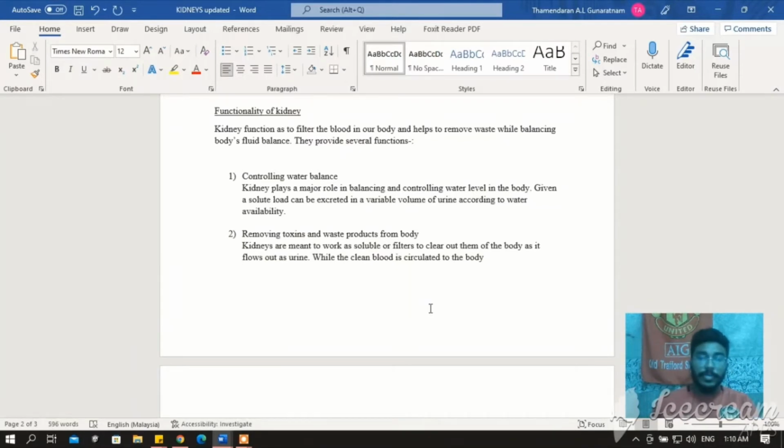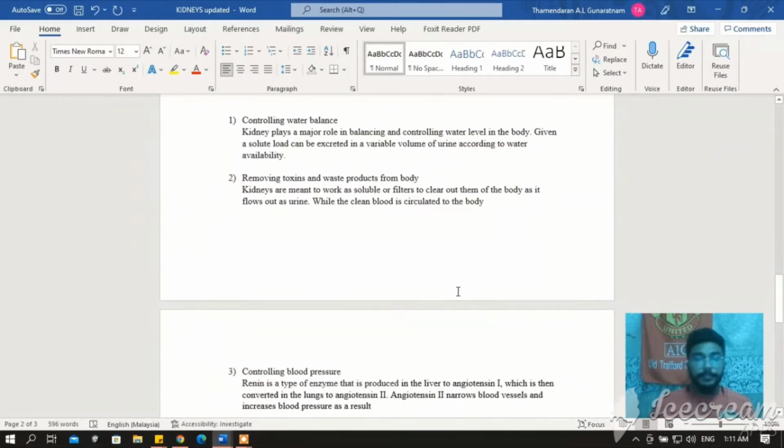So, as long as we drink a lot of water to regulate our kidneys, we will keep our kidney healthy. Removing toxins and waste products from the body. Kidneys are meant to work as filters to clear them out of the body as it is flowed out as urine, while the clean blood is circulated back to the body.